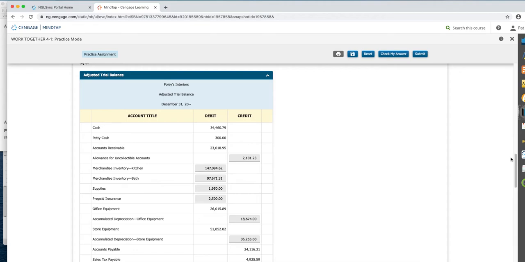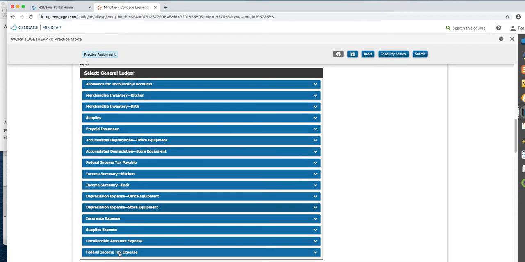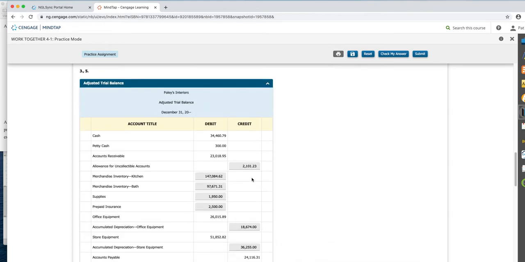Okay, and so this is the unadjusted trial balance. Or the adjusted trial balance. All right, so what do we have? Where do you get all these? You get them from the general ledger. They don't give us all the accounts in the general ledger, right? They only give us the ones we're using when we're doing our adjustments. So these are all the adjusting entry accounts. So they give you a lot of these, and then you have to fill in the blanks, right?